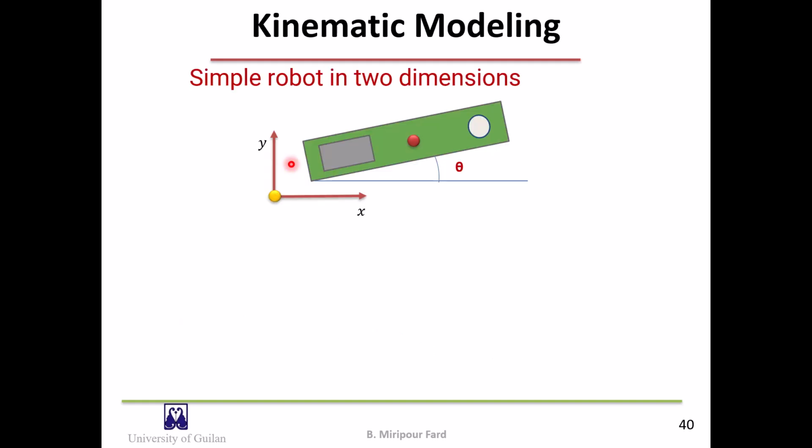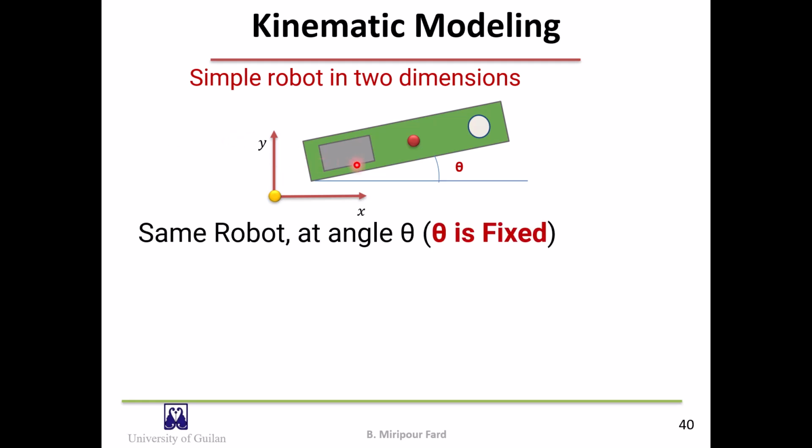Now consider the previous robot in a two-dimensional plane. Here, theta, the heading angle, is fixed, x and y denote pose, and as before, v is the action. So pose and actions are determined.